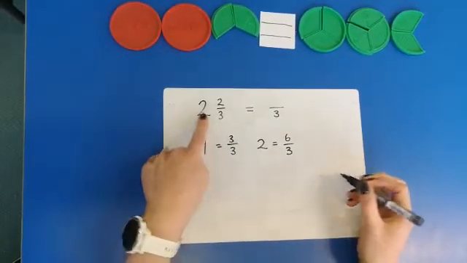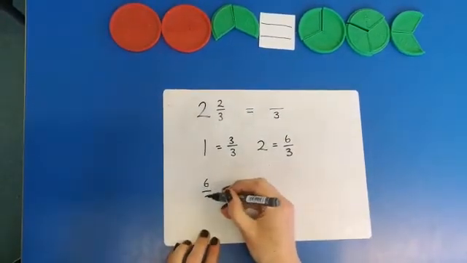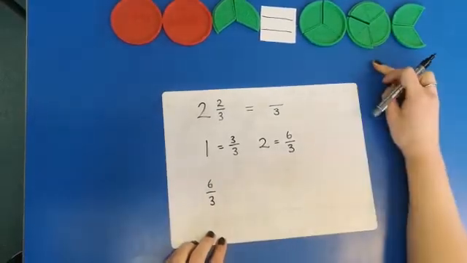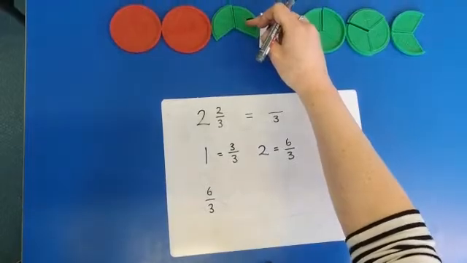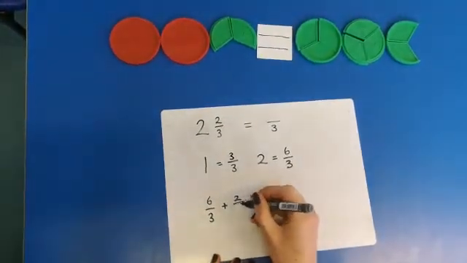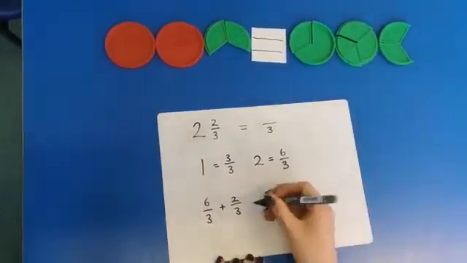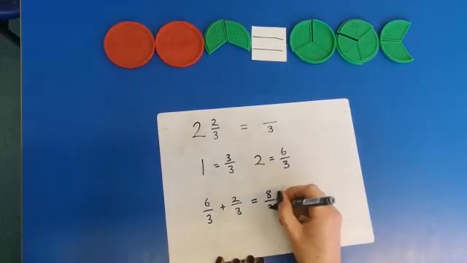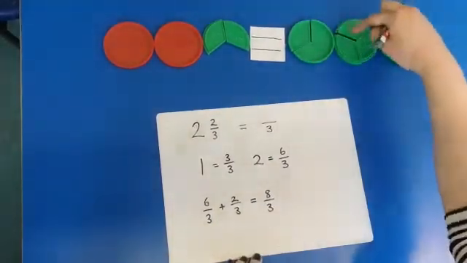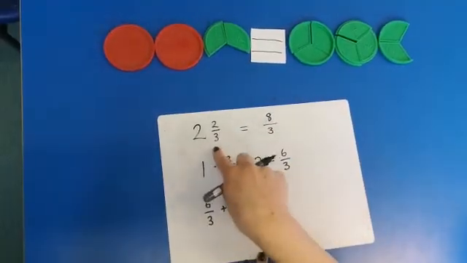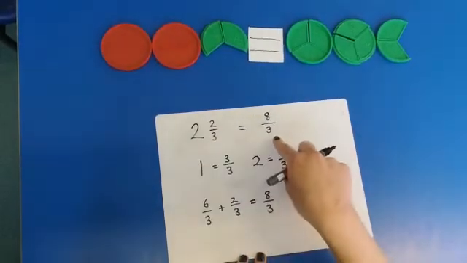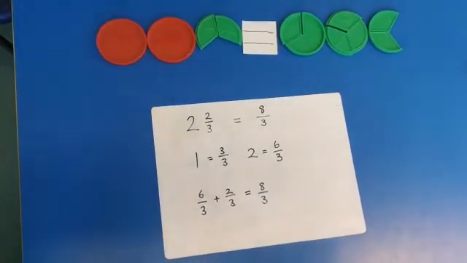So my 2 can be written as 6 thirds. But we don't just have 2 whole ones, we've got 2 whole ones and an additional 2 thirds. So I need to add on that extra 2 thirds on the end. So altogether we have 1, 2, 3, 4, 5, 6, 7, 8 thirds. So the mixed number 2 and 2/3 can be written as an improper fraction as 8 thirds.